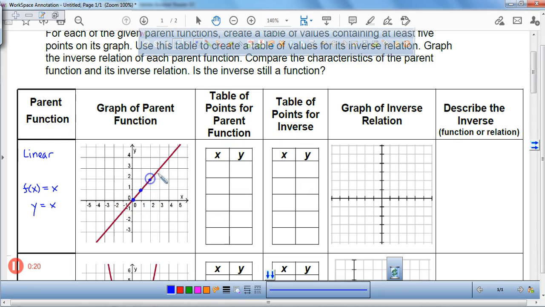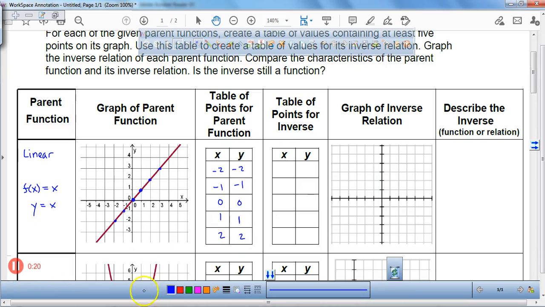Okay, it's pretty easy. You can kind of see right here. I'm basically going to go, if I go -2, -1, 0, 1, 2. If y is equal to x, then whatever x is, y is. -2, -1, 0, 1, and 2.